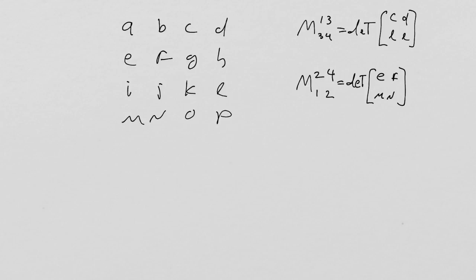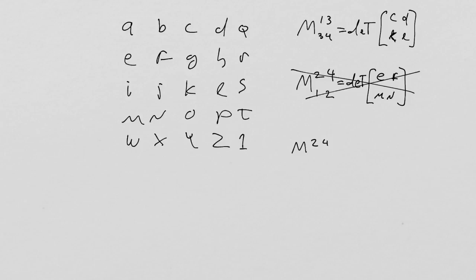If we increase this, W, X, Y, Z, and then I guess I could call this last element T, W, X, Y, Z. I'll call it 1, the number 1. How about that? So now I have a 5 by 5 matrix. So in this case, the 1, 3, 3, 4 minor is still C, D, K, L, but the complement is no longer the same. The complement has to be 2, 4, 5, 1, 2, 5, right?